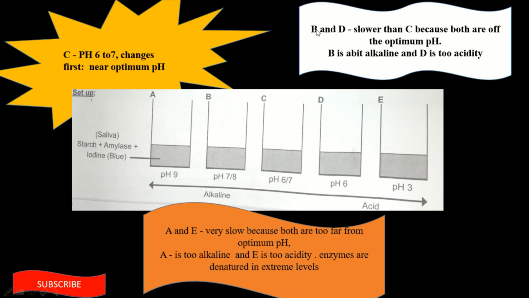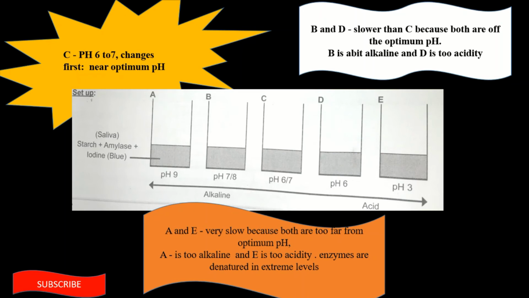All right, and then moving on to test tube B and test tube D, we are told that changes are there, but however these changes are very slow as compared to C. Now, the reason for that is because they are both off the optimum pH. Now, because they are off the optimum pH, changes will be very, very slow as compared to what you observe in C. Now, test tube B is a bit alkaline, whereas test tube D is a bit acidic.